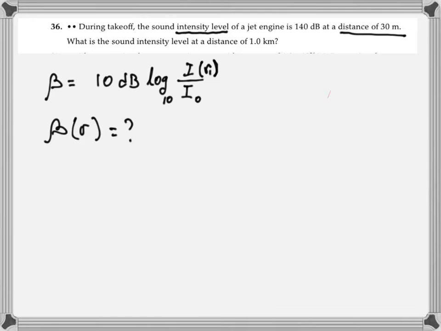At a distance of 30 meters, which we're going to call R1, the intensity of the sound produced by this jet engine has a value I, and with that value we get an intensity level value of beta 1. Beta 1, according to the statement, is 140 decibels at a distance of 30 meters.